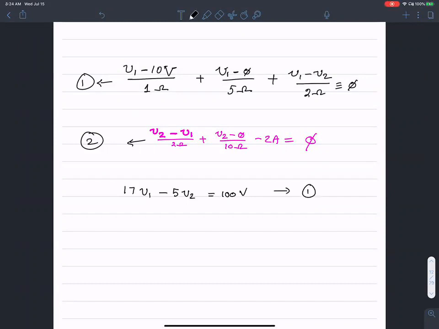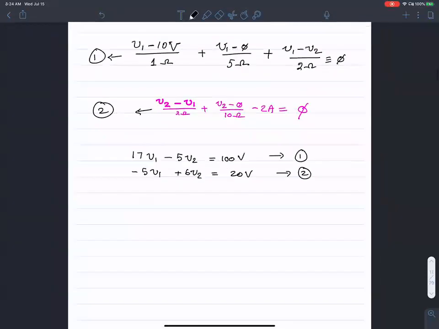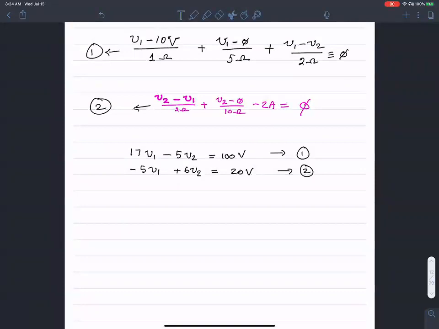Okay, this is still a manifestation of equation 1. Then comes negative 5 V1 plus 6 V2 equals 20 volts. This is a morphed version of equation 2. Now I can easily solve it using the MATLAB method that I showed you.